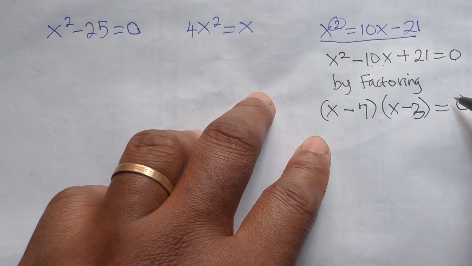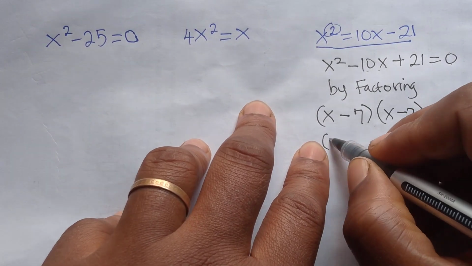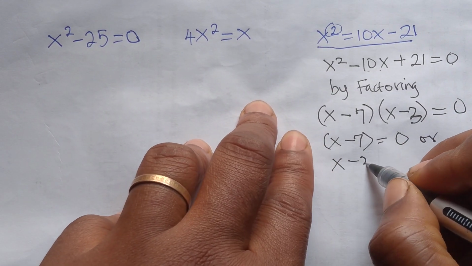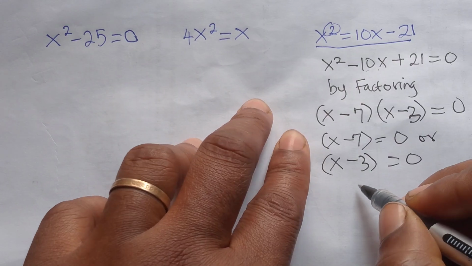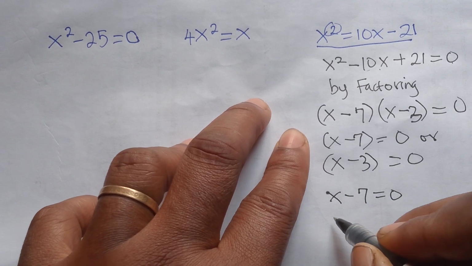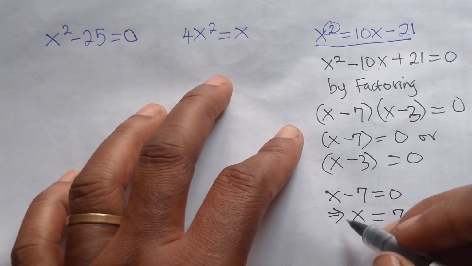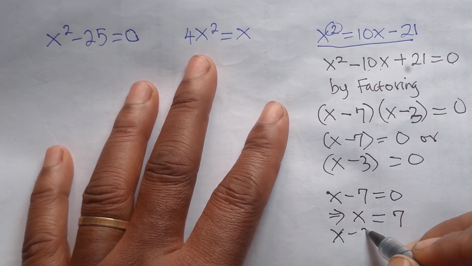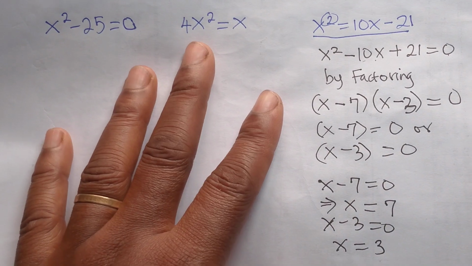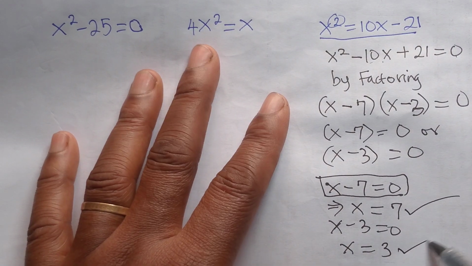Now, since they are both equal to 0, it simply means that either of these parentheses is equal to 0. So equate this: x minus 7 equal to 0, or x minus 3 equal to 0. Solving x minus 7 equals 0 simply means that x is equal to, when this crosses, it becomes plus 7. The same thing, x minus 3 equal to 0 simply means that x is equal to plus 3. So our answer is x equals 7 and x equals 3.